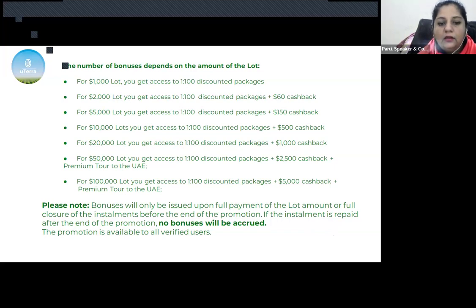So if you have taken a package on a 10 months installment, then once the 10 months are completed, your pending amount will be submitted or invested, then this cashback will come to you, right? The promotion is available to all verified users. So please make yourself verified soon and be very quick to invest in this project.